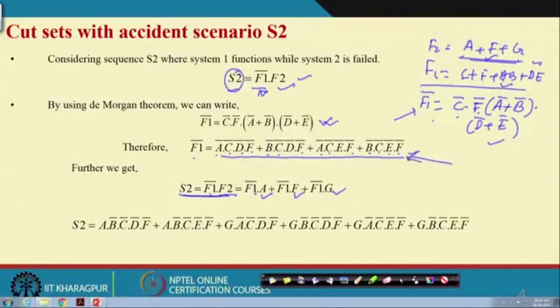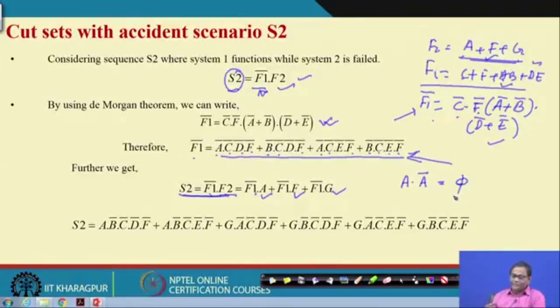Now, you have seen what F1 bar is here. If you take the intersection of A and A bar, what will be the value? This will be 0, because A and its complement have no intersection. So in F1 bar, wherever A is there, all those terms will vanish if we multiply F1 bar with A. What remains are the B, C, D, F bar and B, C, E, F bar terms, which will be multiplied by A. That means A, B bar, C bar, D bar, F bar, this one, then A, B bar, C bar, E bar, F bar, these two.